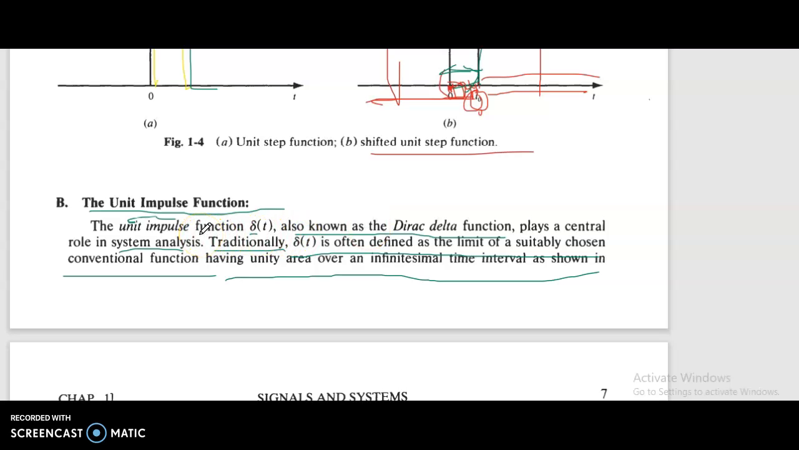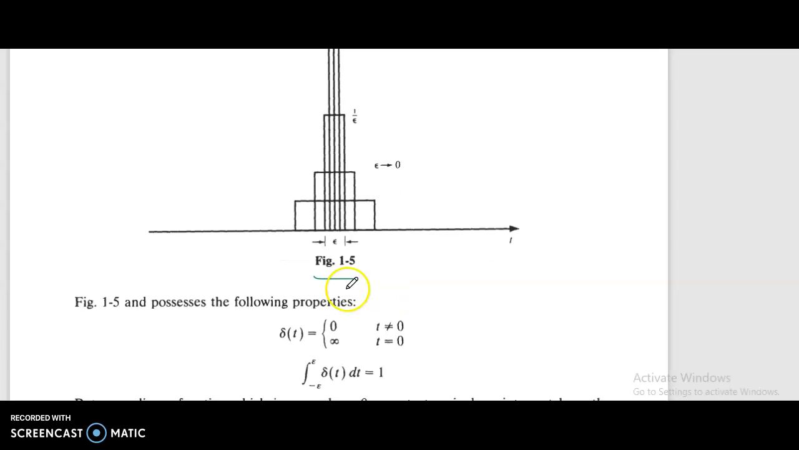The unit impulse function delta of t, also known as the Dirac delta function, plays a central role in system analysis. Traditionally, delta of t is often defined as the limit of a suitably chosen conventional function having unit area over an infinitesimal time interval, as shown in the figure, and possesses the following properties.